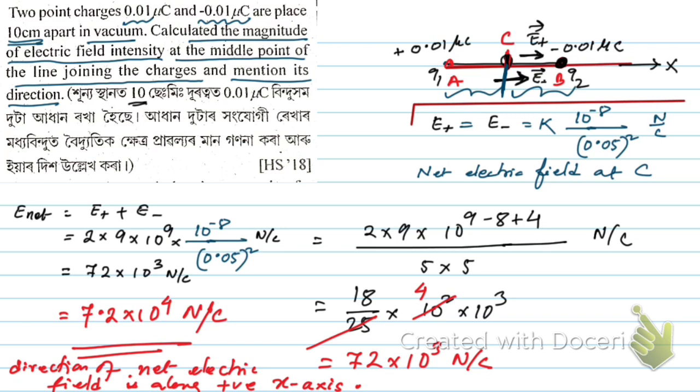So that means the electric field we have got, if you write this net electric field in vector form, then E net is going to be equal to 7.2 into 10 to the power 4 I cap Newton per coulomb. I cap is the unit vector along x-axis, right? So this is in vector form. Okay, now let's move on to the next question.